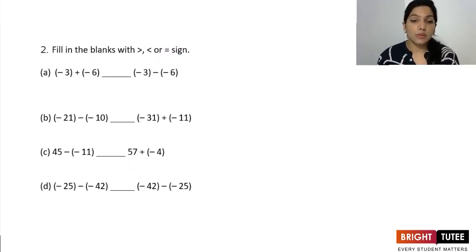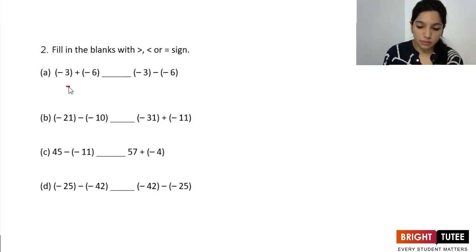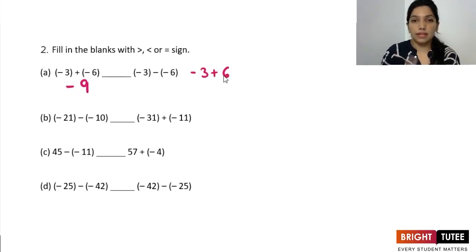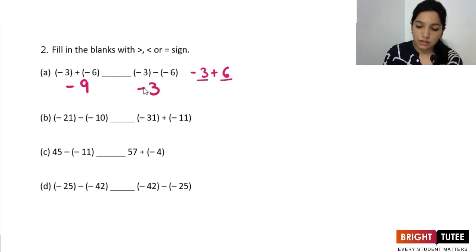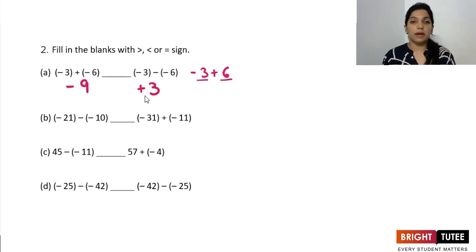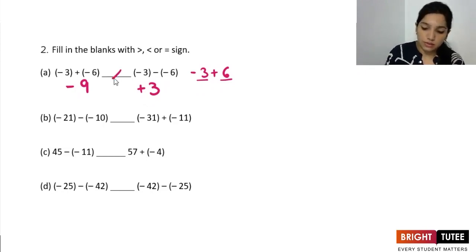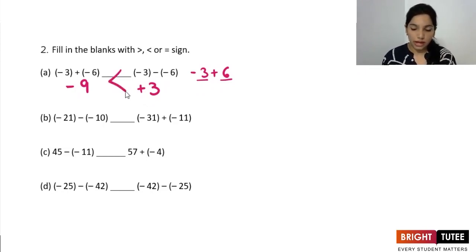Now let's see which sign we are supposed to put in between these numbers. We are going to solve it first and then put the sign: which is bigger, which is smaller, which are equal. In the first one we have minus 3 plus minus 6. Both are negative numbers, so we are required to add them. The answer will be minus 9. Here it is minus 3 minus of minus 6, which means minus 3 plus 6. Minus minus becomes plus. Now both are of different signs, so the answer is 3, that too a plus 3. So which number is bigger, minus 9 or plus 3? The answer is plus 3 is bigger. I hope this is clear.